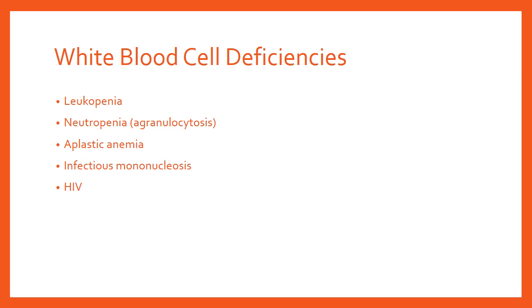Aplastic anemia and infectious mononucleosis are other sources for white blood cell deficiencies to occur. So not only white blood cell disorders can affect the count of white blood cells, but something that may affect other instances such as infectious disease, viral disease, or even anemia.